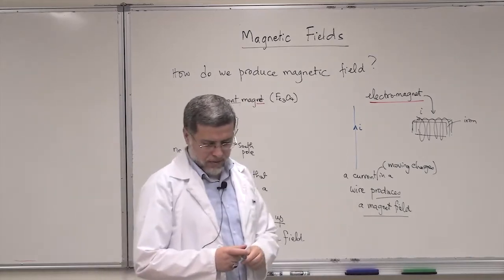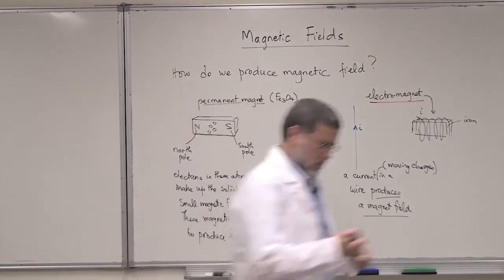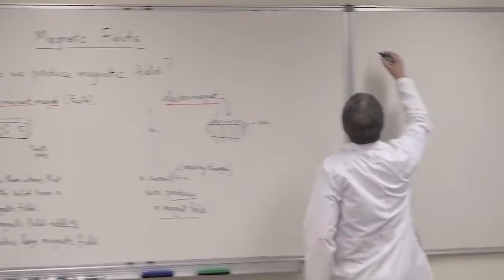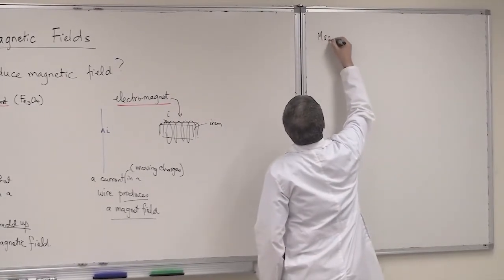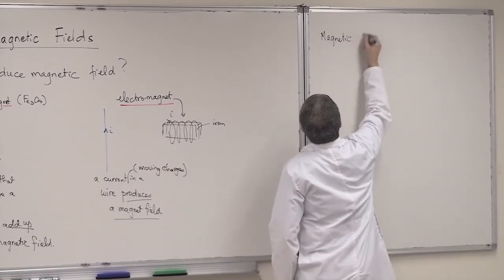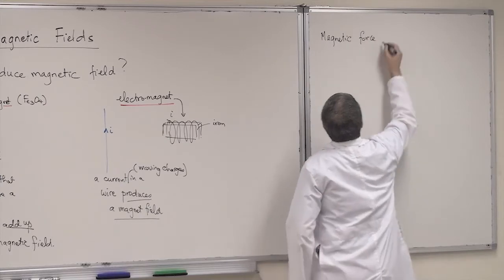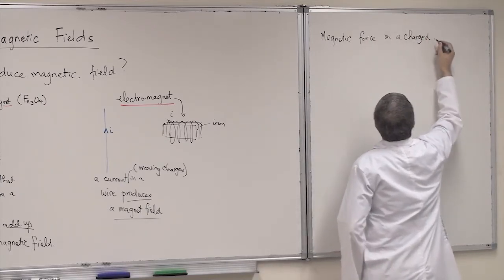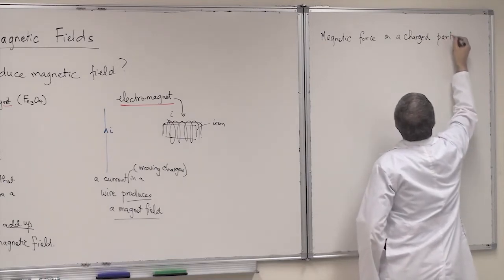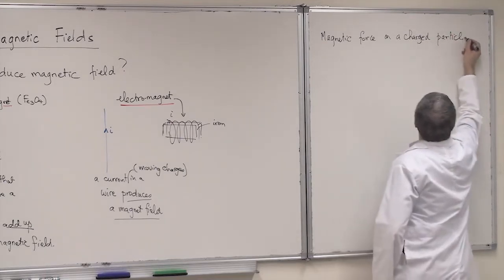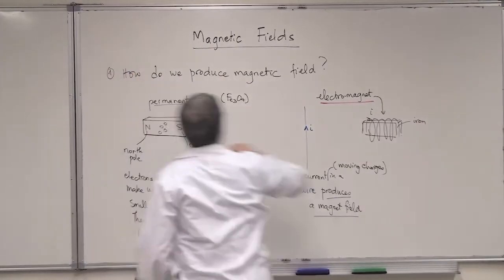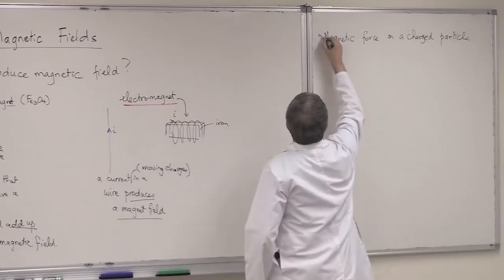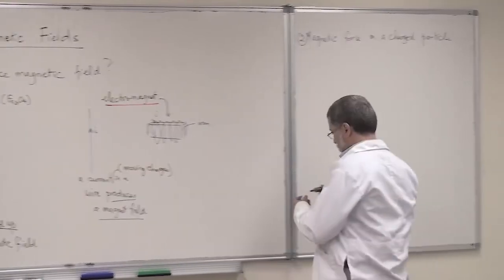Now we take a magnetic force. Now we go to the other subject, which is a magnetic force on a charged particle. Okay. All right. So now this is number 1 here, how to produce a magnetic field. Now number 2, we're going to discuss a magnetic force on a charged particle.